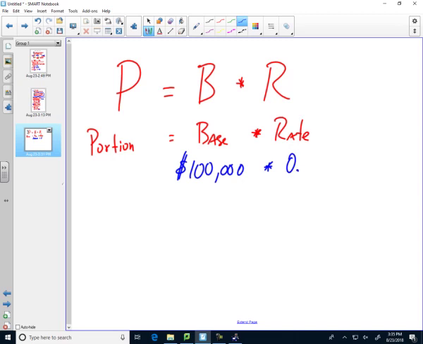10% is 0.10. So you multiply that out, and your portion, if I decided to give you 10%, maybe you're my agent or something, I don't know, your portion would be $10,000. Okay? So this PBR is handy. It pops up quite a bit throughout the book. So just remember PBR.